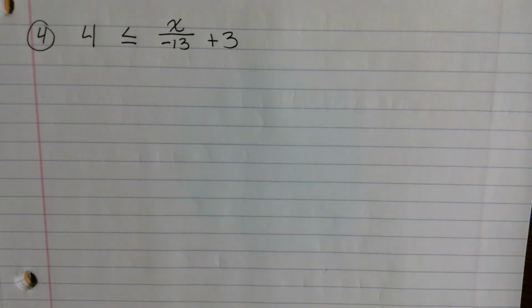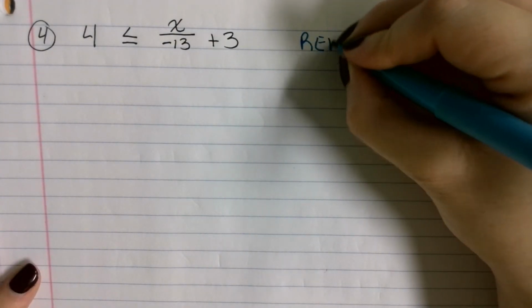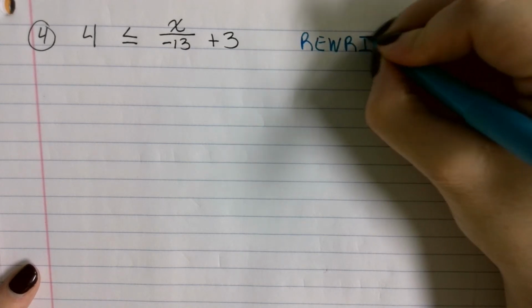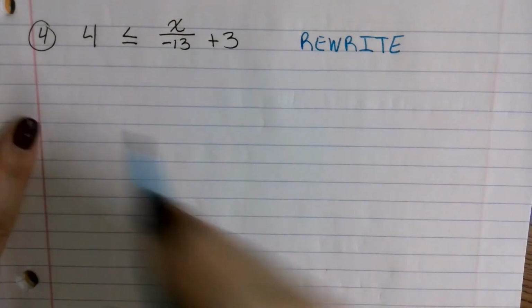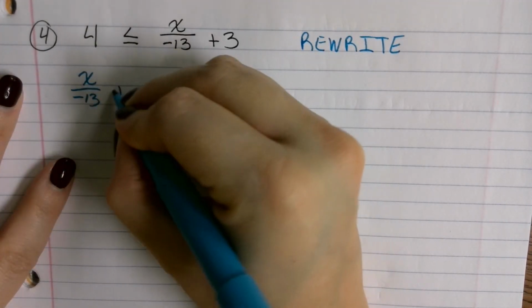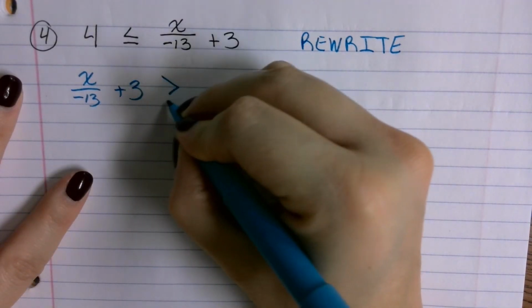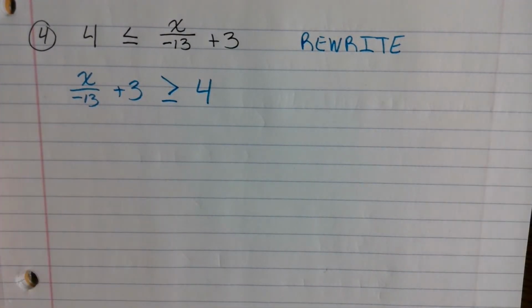All right, what's the first thing we need to do? First thing to do, Joel. Well, not flip, but rewrite. Flip is different than rewrite, guys. Rewrite, the whole thing changes. Flip, it's just the inequality that changes. So we're doing a rewrite. We've got x over negative 13 plus 3 is greater than or equal to 4. So we rewrote it. Now it's in the correct order.